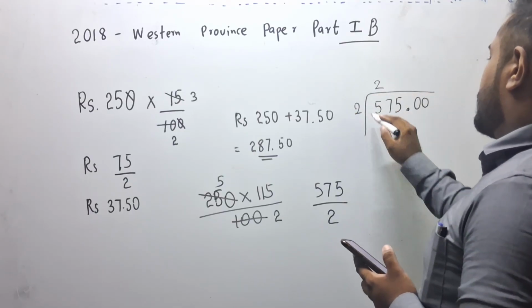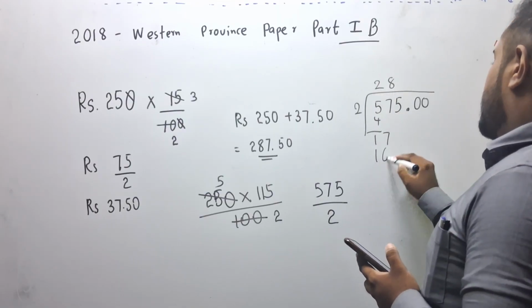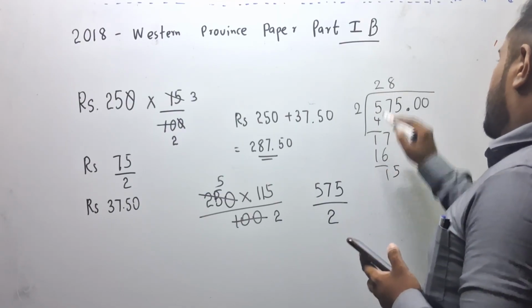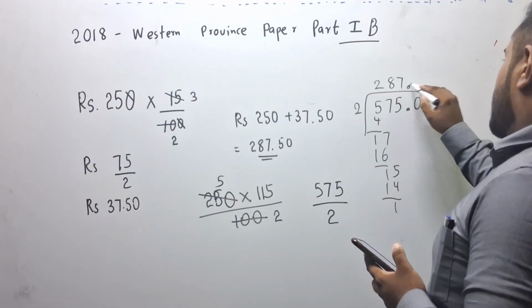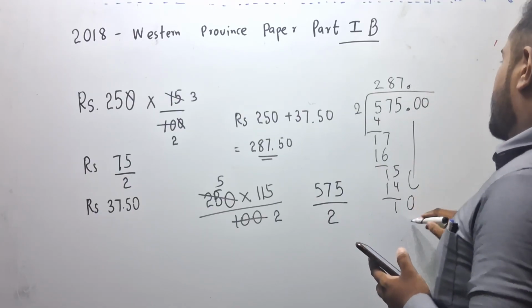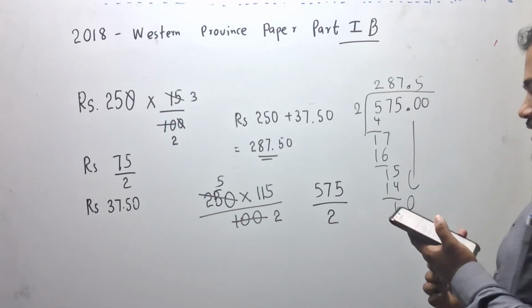5 has 2, 2 times 2, 4, remainder 1. 17 has 8, 8 times 2, 16, remainder 1. 15 has 7 2s, 7 times 2, 14, remainder 1. Put a decimal point. Take this 0 down, 10 has 5. 287.5. You are getting the same answer.